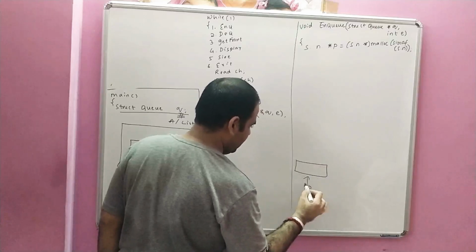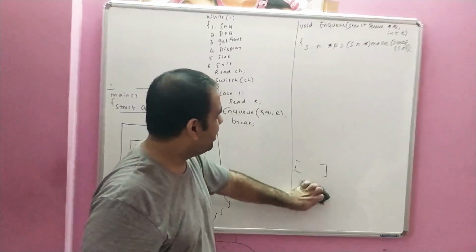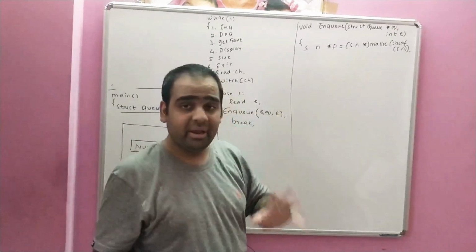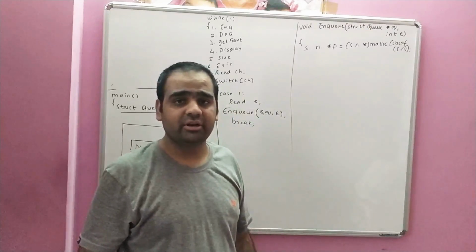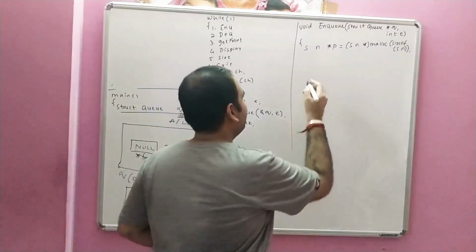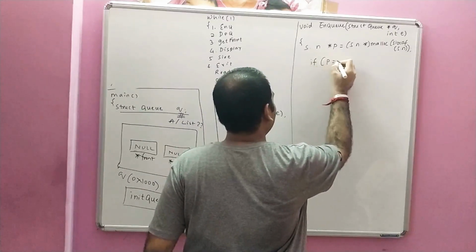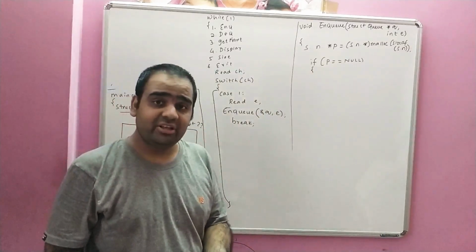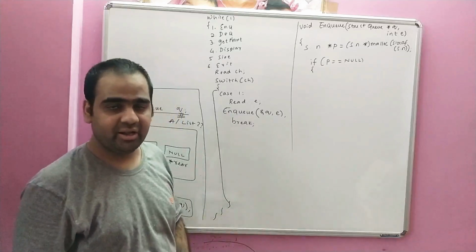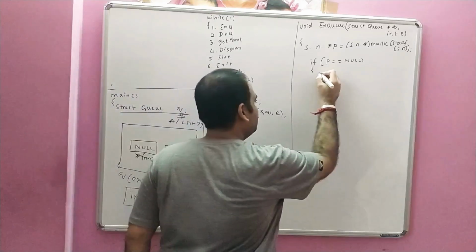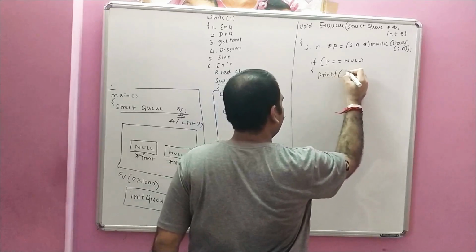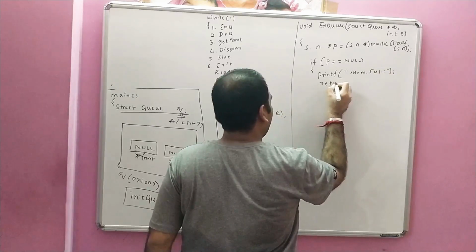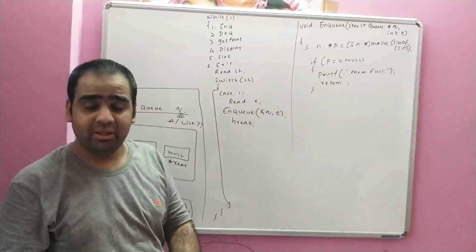Now this is where p is. Suppose there was no memory to create this node. If there is no memory remaining to create a node, what does the malloc function return? Malloc will return null. Therefore, we write over here, if the value of p is equal to null, there is no memory which is used to create the node. Can we create a queue out of it? It's not possible. Therefore, I write over here printf memory full. And since memory is full, we return.